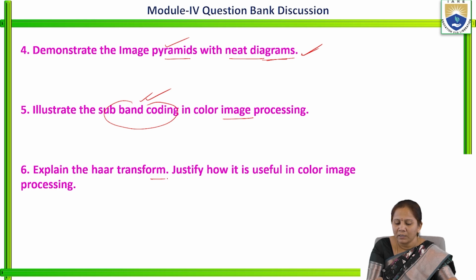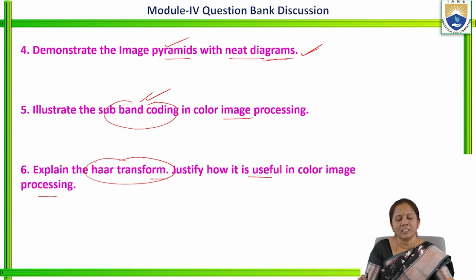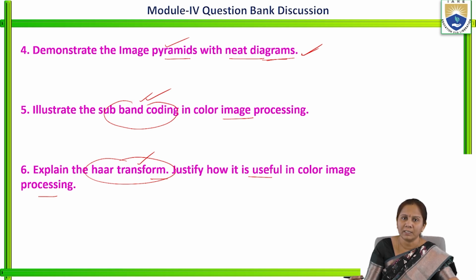Next one is explain Haar transform, justify how it is useful in color images. So in order to explain about this Haar transform, we should write the procedure of how to generate the Haar transform. In our previous sessions, we have discussed the procedure of generating the Haar transform, which is in the form of a matrix. And here we have solved for n equal to 2 and we have solved for n equal to 4 also. Applying the procedure, the Haar transform is developed. And we should also justify how it is useful in color image processing.